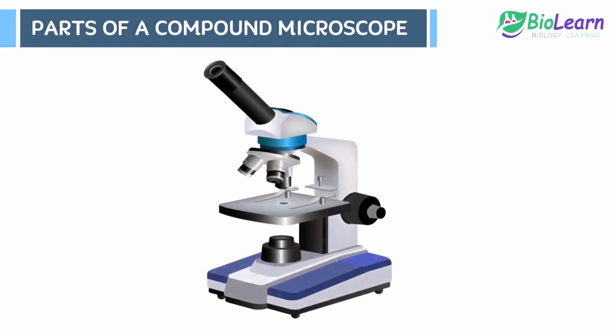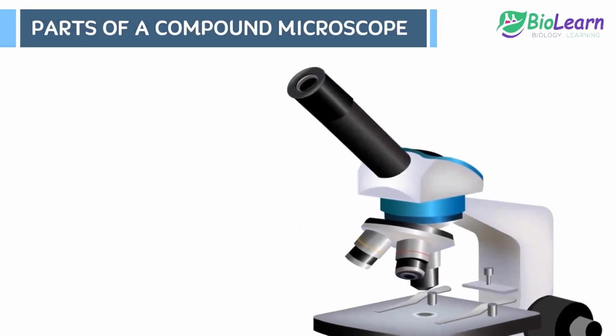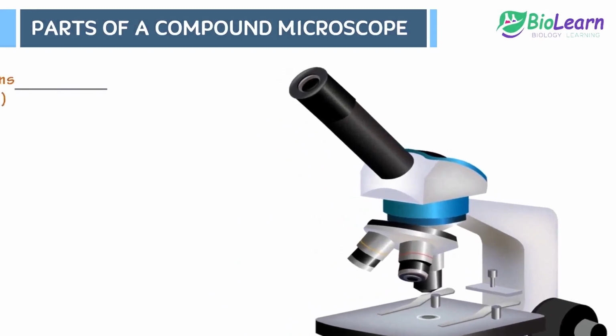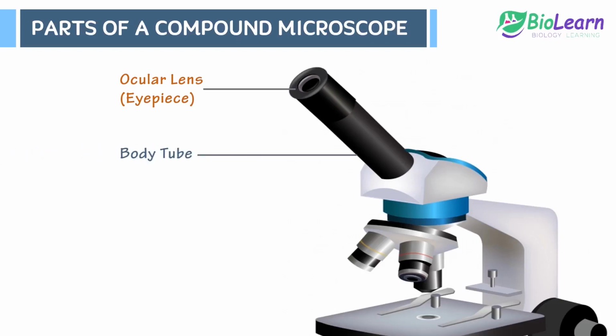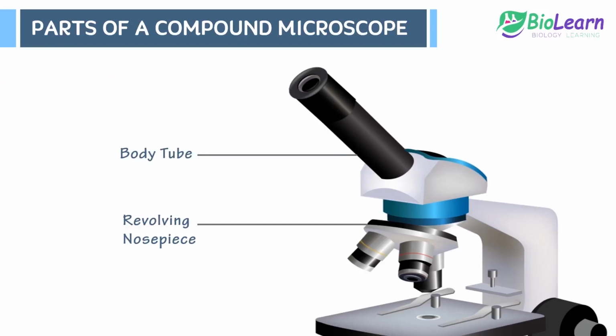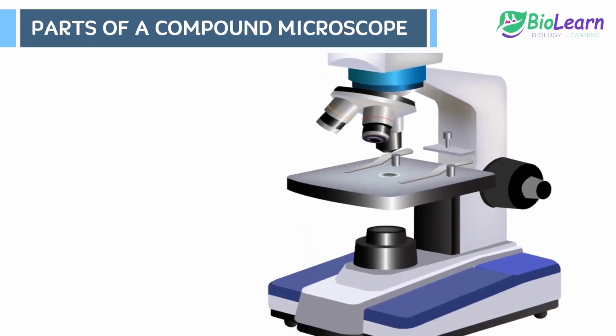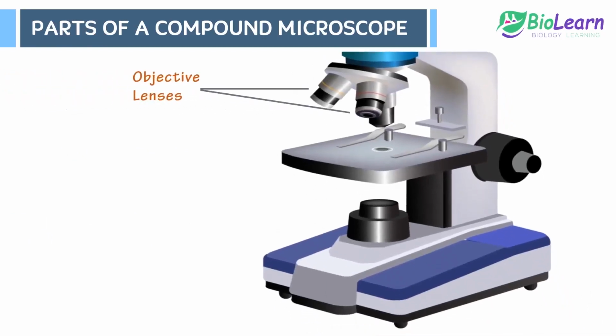So let us go through the different parts of a compound microscope. We have an ocular lens, also called eyepiece, which forms the erect image of the object and further enlarges it by 10 times or 15 times. It is inserted on the body tube. There is a revolving nose piece where different objective lenses can be fixed. An objective lens forms the initial inverted image of the object and enlarges it. Objective lenses are available in different resolutions like 10x, 40x, 100x and many more.